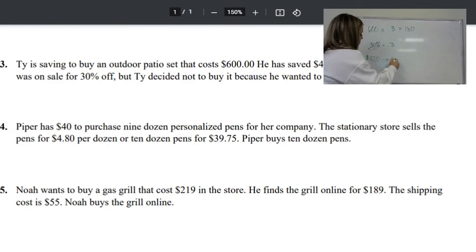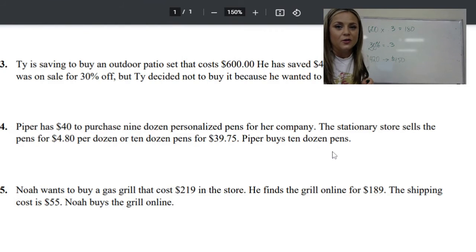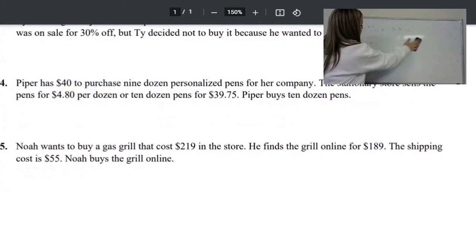He saved $450, but he used $55 to buy a video game. This is not financially responsible. He could have bought that patio set for less than what he has saved for it. So this was not a financially responsible decision, okay? All right, well, let's look at this one. Let me erase.